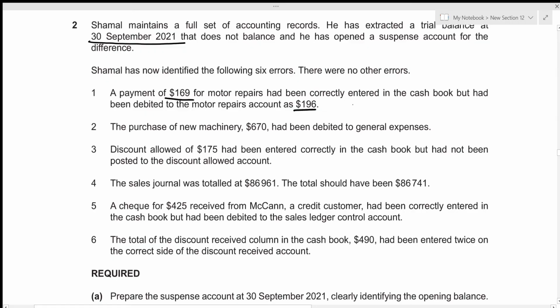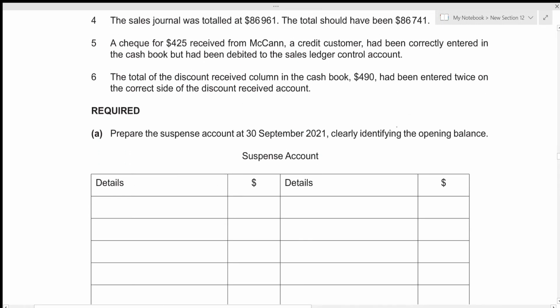So the amount should have been 169, but we posted it as 196. So let's just figure out the difference first. So that's 196 minus 169, which gives the difference to be 27. So the motor repairs account is overstated by 27, we could say that. And in case of overstatement, we need to reduce it. So if the motor repairs account was debited before, we need to credit it with 27. And while crediting it, the suspense account will contain the motor repairs on the debit side. So let's just write it down. I'm just going to leave a space above because we do not know whether the opening balance will fall on the debit or credit side. So that's motor repairs, and it will have the value of 27.